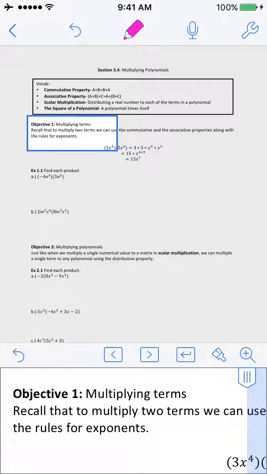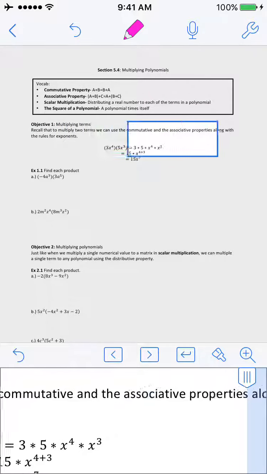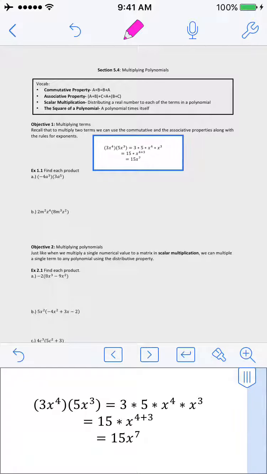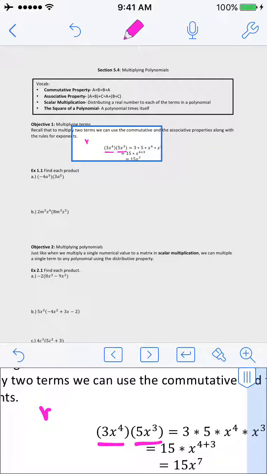Let's go ahead and start with multiplying just two terms, right? We can use the commutative and the associative property. We saw this way back when in section 5.1 when we were learning about the product rule. So we had something similar to this problem right here: 3x to the fourth times 5x to the third. We've got two monomials, right? Monomials are a single term. These are monomials.